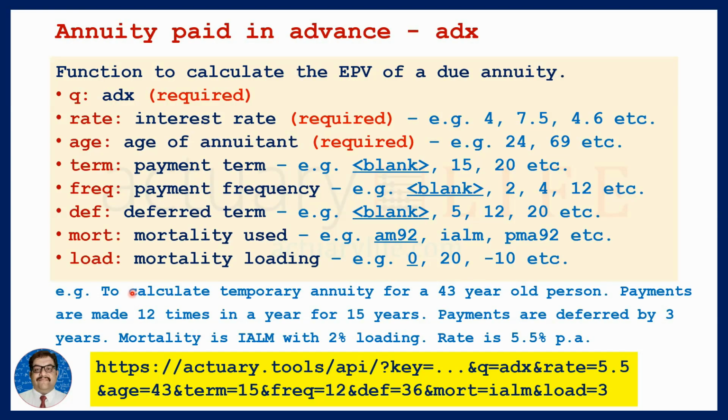Here I have an example for one of the functions, which is to calculate annuity paid in advance. As you can see, it has parameters such as Q, which is the function reference given by ADX. This three letter keyword is to identify that we want to calculate the EPV of a due annuity. This can calculate both a whole life and a term annuity. We have other parameters such as rate, age, term, frequency of payments, which means even if it is P3, like more payments in a year, that can also be calculated.